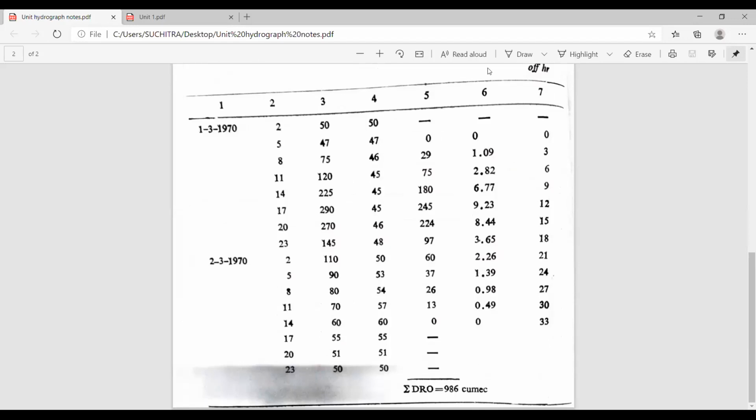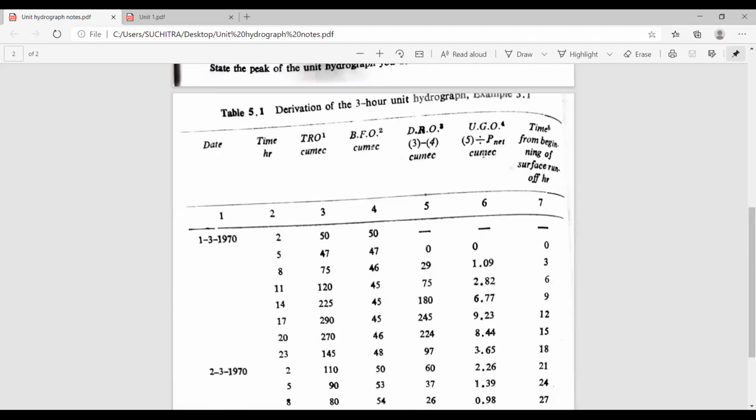If you divide the direct runoff ordinates by the net precipitation depth, which will be got by dividing this sigma DRO ordinates by the area of the catchment. The area of the catchment will give you the net precipitation depth. So when you get the net precipitation depth, you divide the direct runoff ordinates, that is the values in column 5, by the net precipitation depth, and you'll get the ordinates of the unit hydrograph.